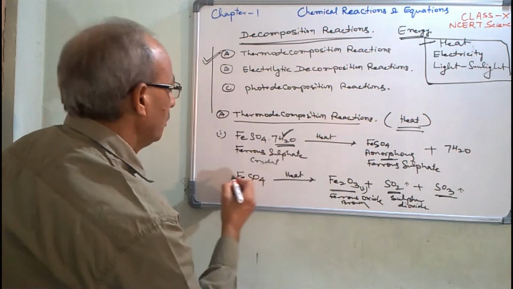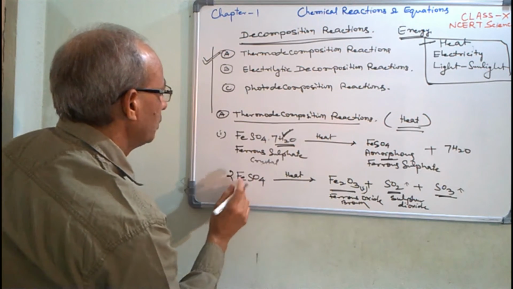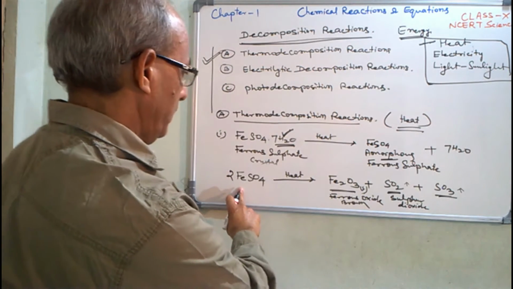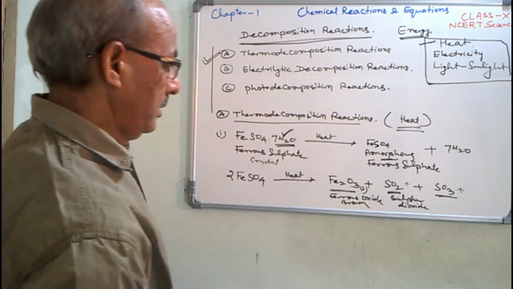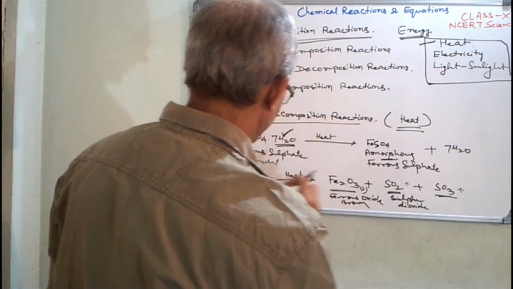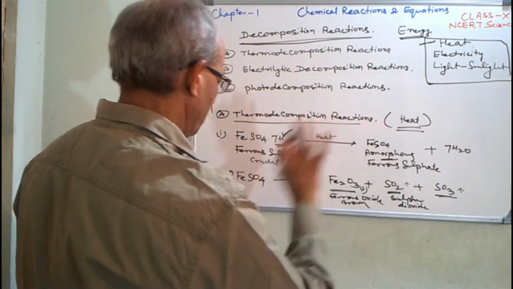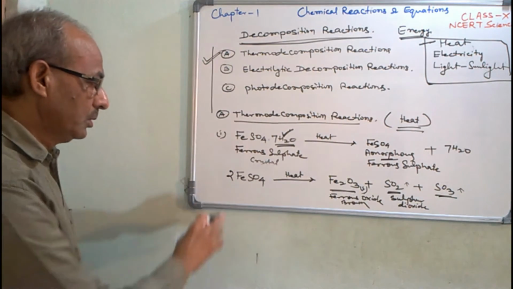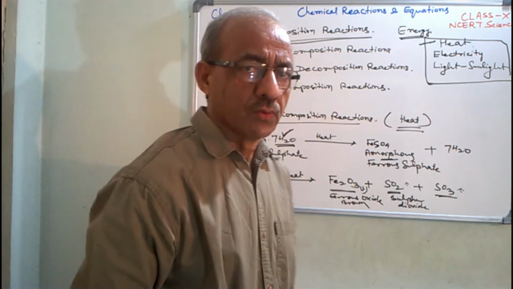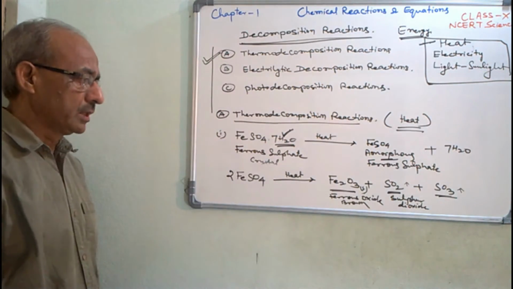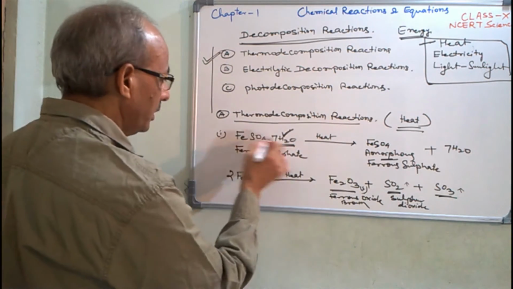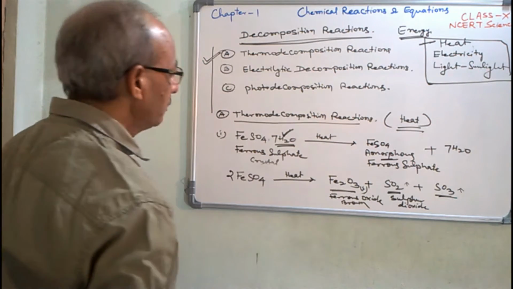When we balance, we put 2 coefficient here and count the atoms. By this way, only by putting 2 coefficient on the LHS before FeSO₄, we balanced this chemical equation. This is the overall chemical reaction when we heat the crystals of ferrous sulfate.